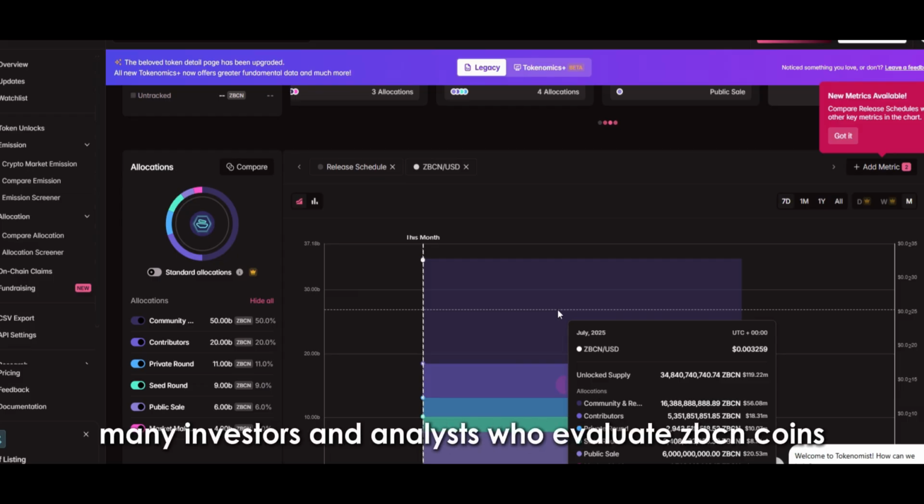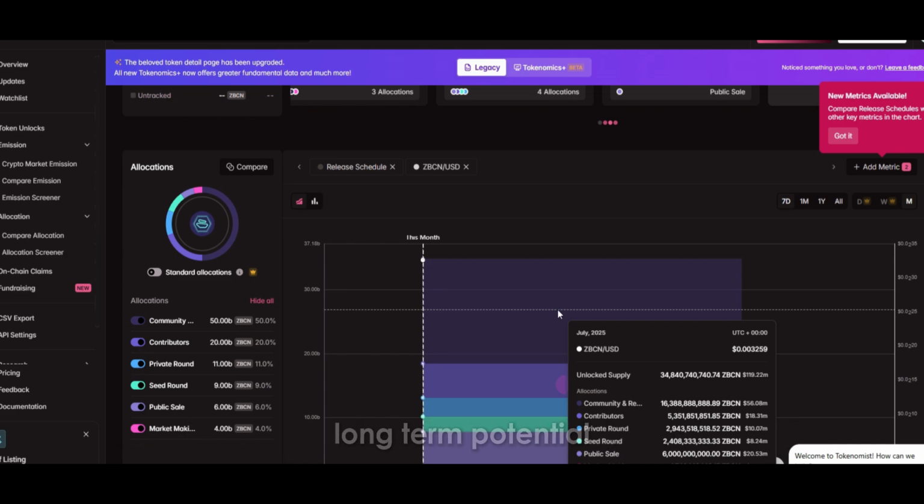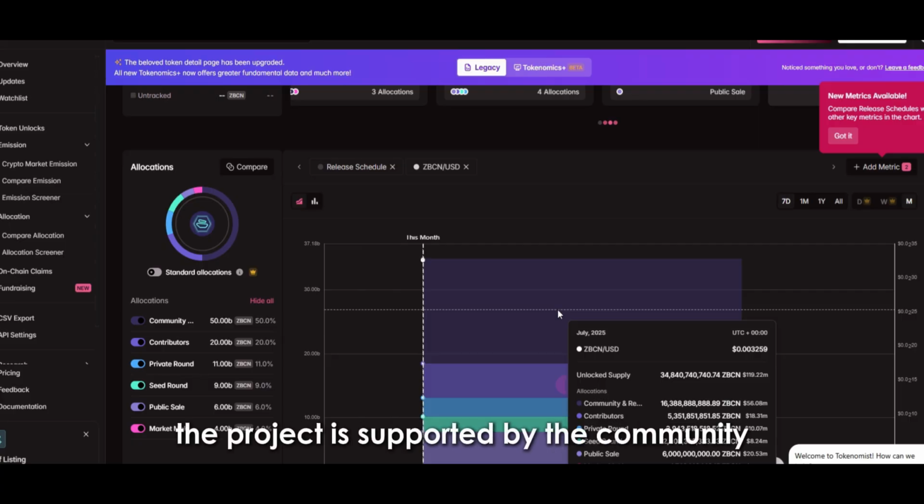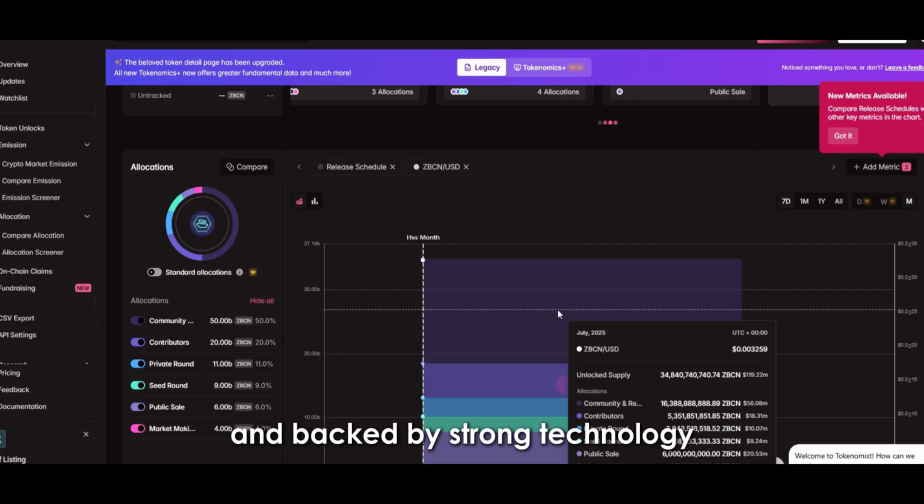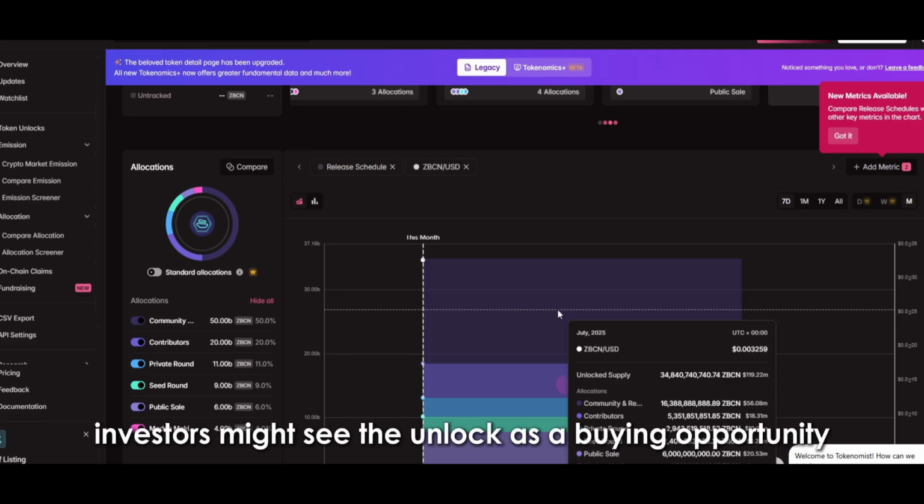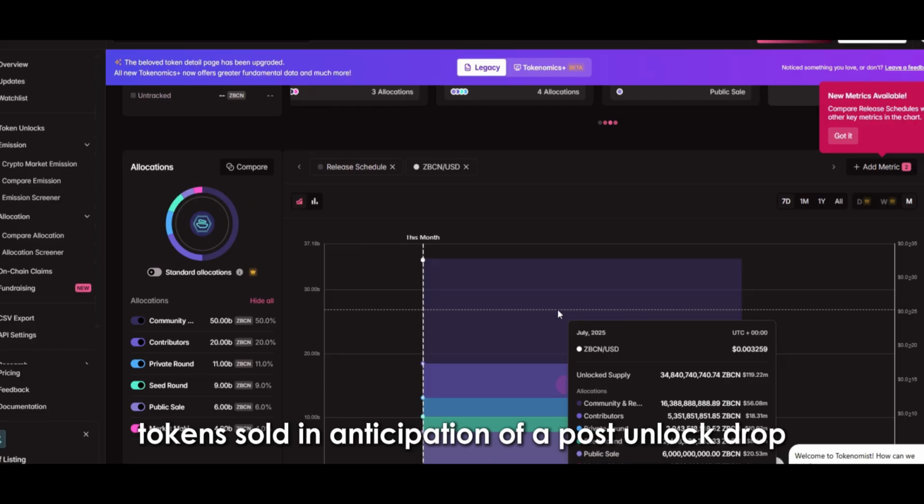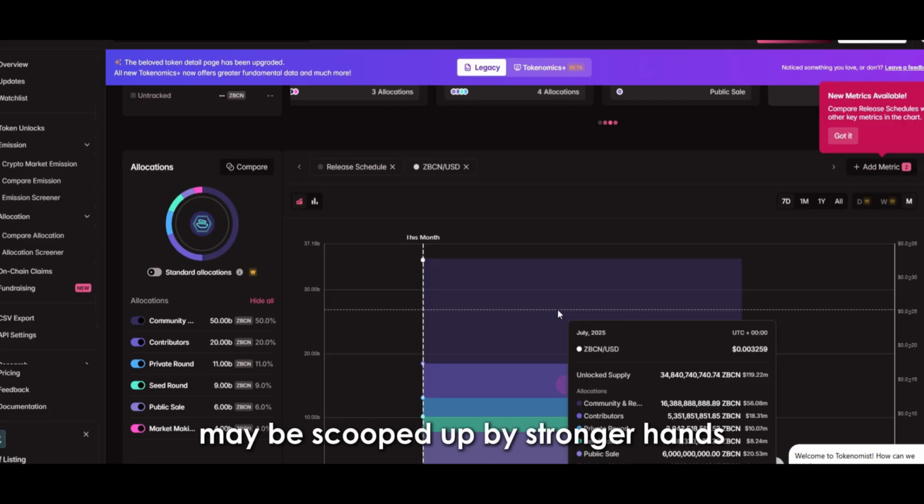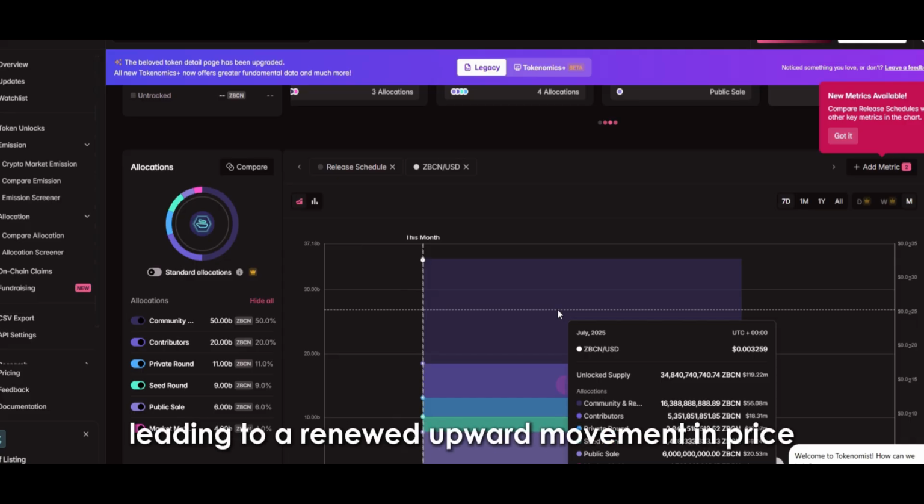Additionally, many investors and analysts who evaluate Zbcn coin's long-term potential may disregard short-term supply increases. If the tokenomics are solid, the project is supported by the community, and backed by strong technology, these investors might see the unlock as a buying opportunity. Tokens sold in anticipation of a post-unlock drop may be scooped up by stronger hands. This could provide a more solid foundation in the mid to long term, leading to a renewed upward movement in price.